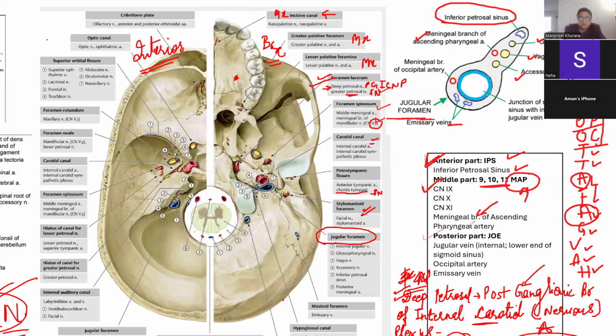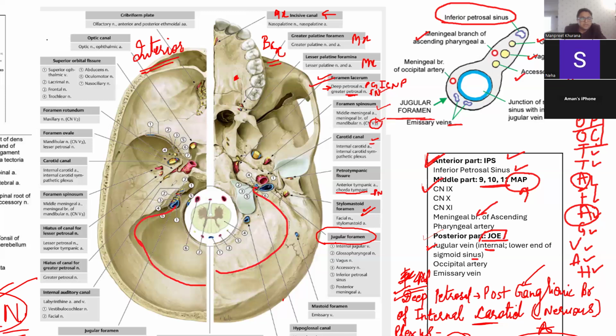Now the posterior part. The posterior part you can learn through the mnemonic JOE, J-O-E. J is for jugular vein, the internal jugular vein, and the lower end of the sigmoid sinus. The sigmoid sinus is an S-shaped sinus, a lazy S. It drains through the jugular foramen into the internal jugular vein.